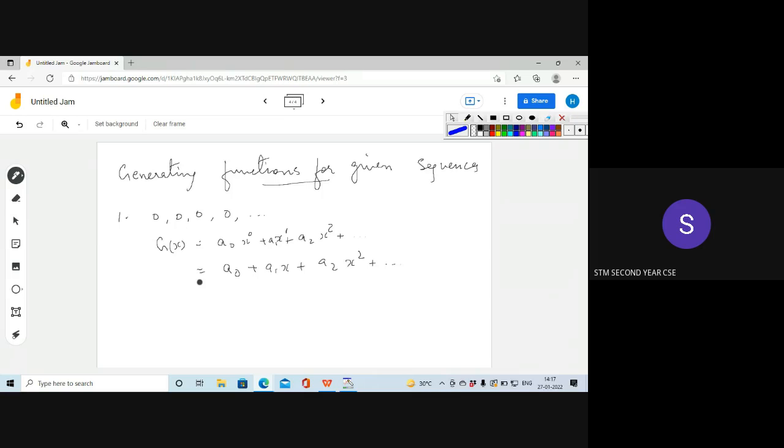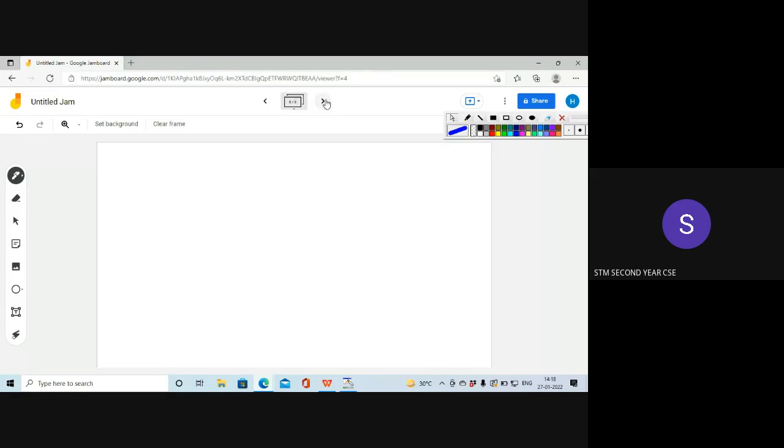So when you substitute here, what do you get? 0 plus 0 into x plus 0 into x squared. So everything turns out to be 0. So g of x is equal to 0. The function g of x turns out to be 0 for this particular sequence. Now let us move on to the next sequence. The second sequence: 1, 0, 0, 0, etc. to infinity.